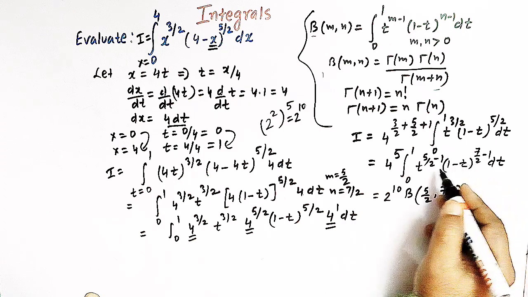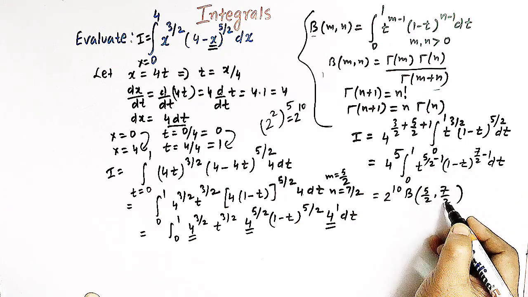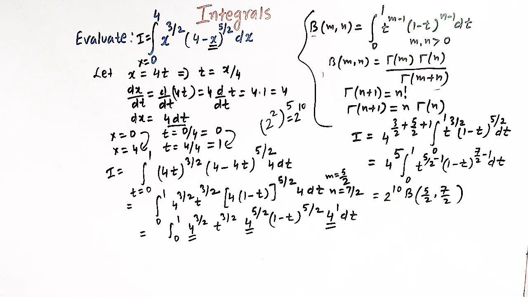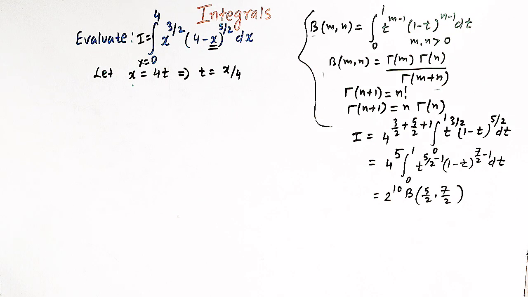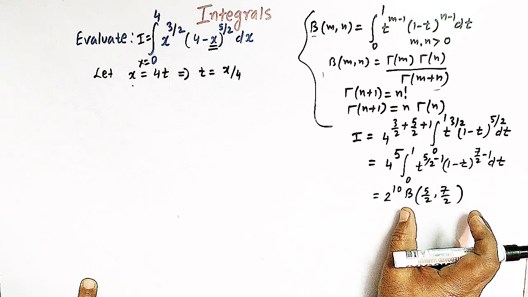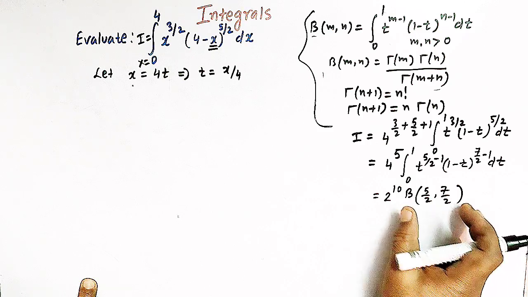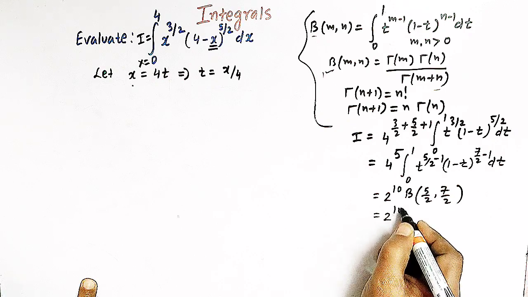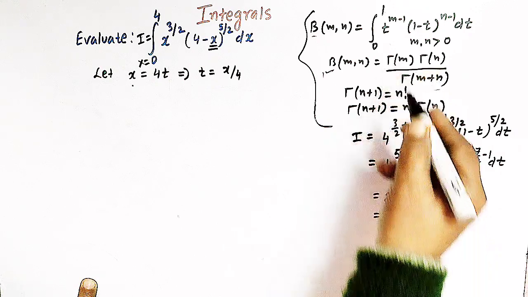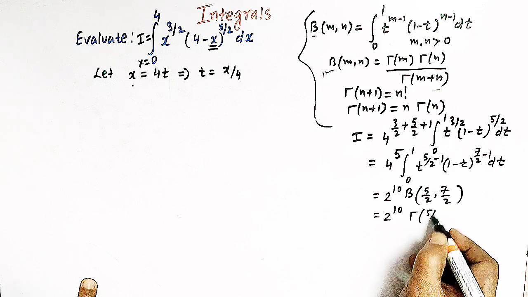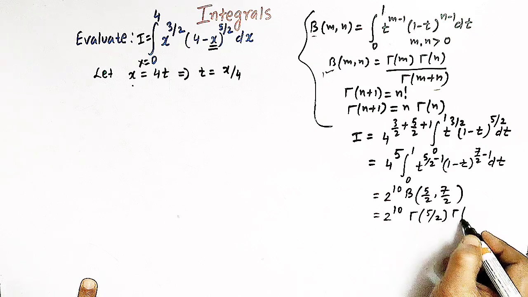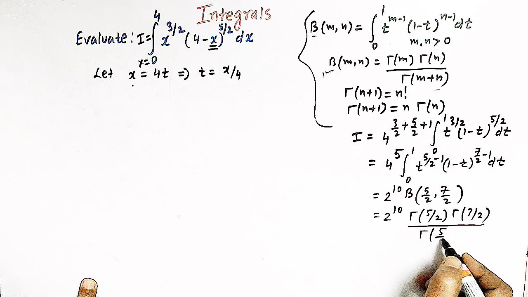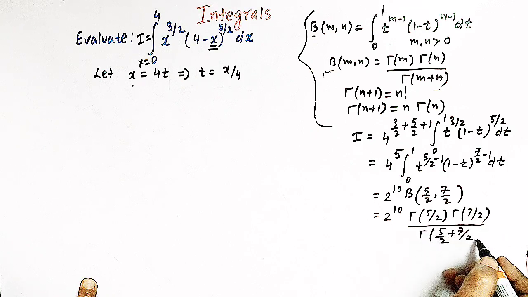And here it is quite obvious that 5 by 2 and 7 by 2 both are greater than 0, or positive. So now to calculate the value of this beta function, we have to make use of this result. So we have 2 raised to 10, then we have gamma m. Gamma m is gamma 5 by 2. Then we have gamma 7 over 2 divided by gamma 5 over 2 plus 7 over 2.